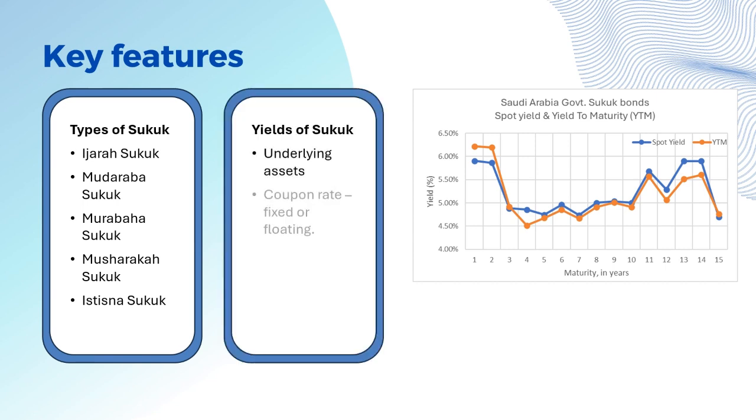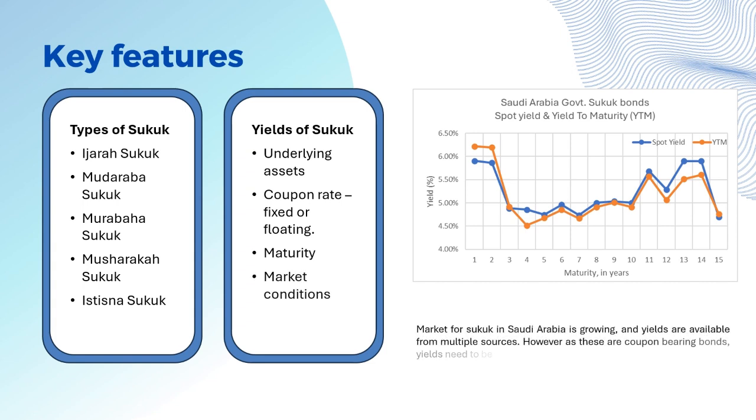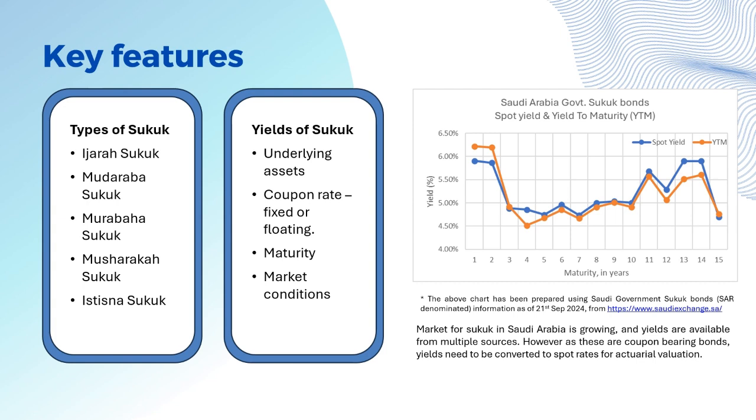a future date. Several factors influence the yield on Sukuk bonds. First factor is underlying assets, the type of Sukuk structure, Ijara, Mudaraba, creditworthiness of the issuer, and issue size. Coupon rate. Fixed rates provide predictable income, while floating rates protect against inflation, both affecting the yield. Long-term Sukuk generally offer higher yields due to increased risk over time. General market conditions and the overall economy also impact Sukuk bond yields.